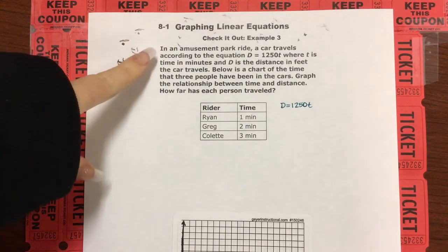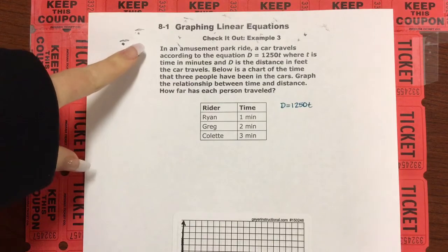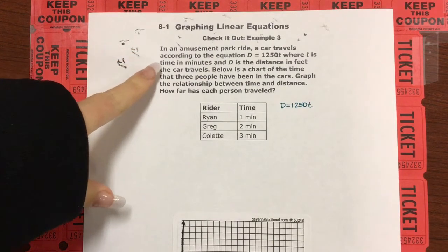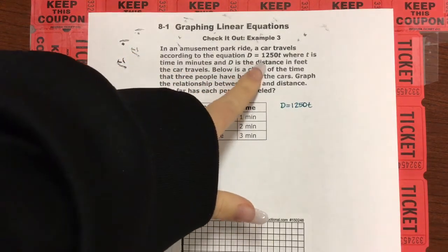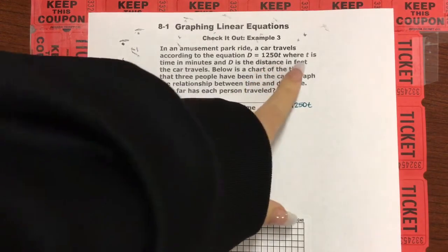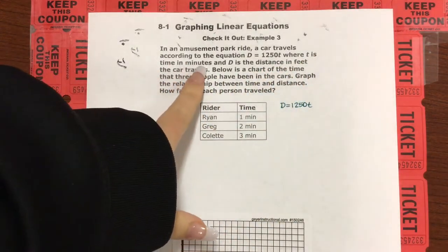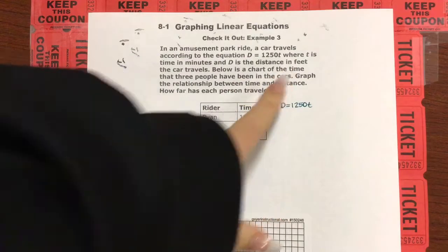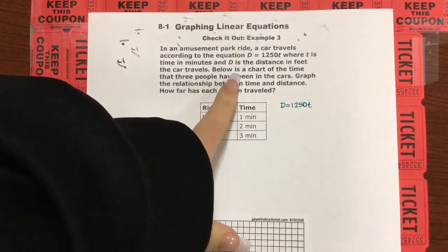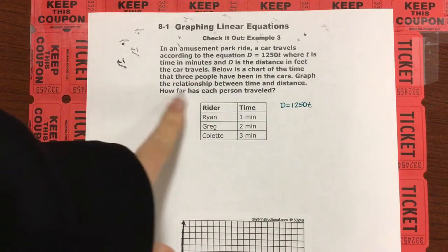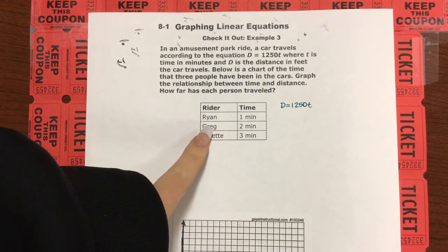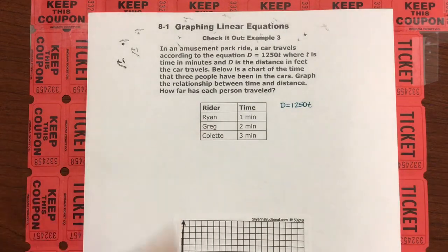Check it out. Example 3 states, in an amusement park ride, a car travels according to the equation D equals 1,250 times T, where T is the time in minutes and D is the distance in feet the car travels. Below is a chart of the times that the three people have been in the cars. Graph the relationship between time and distance, and then how far has each person traveled.